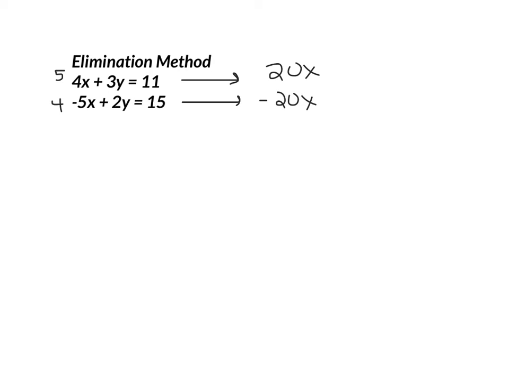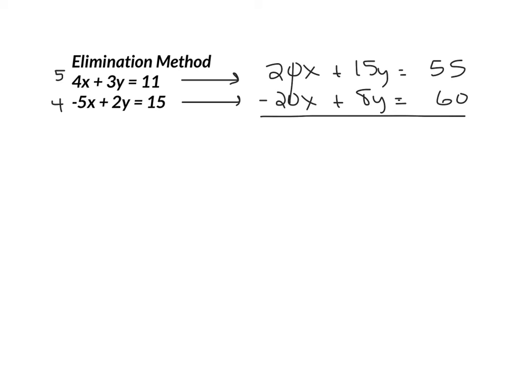Now you have to multiply the whole equation by 5 though. So I'm going to make it 15y there, 55 over here. Same thing on the bottom, multiply by 4, make that an 8y and a 60. And I'm going to add those together. That's gone. That gives me 23y over here. Over here I get 115. If I divide both sides by 23, I get y equals 5.